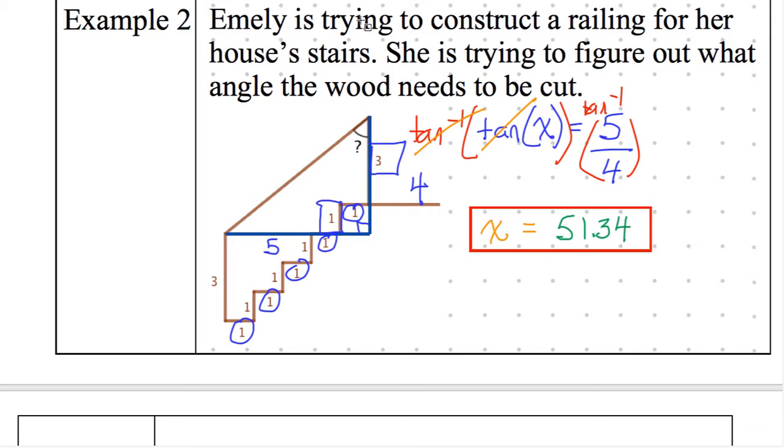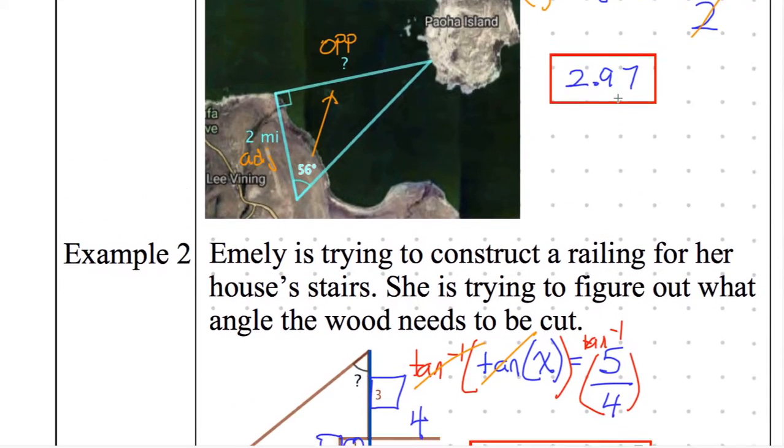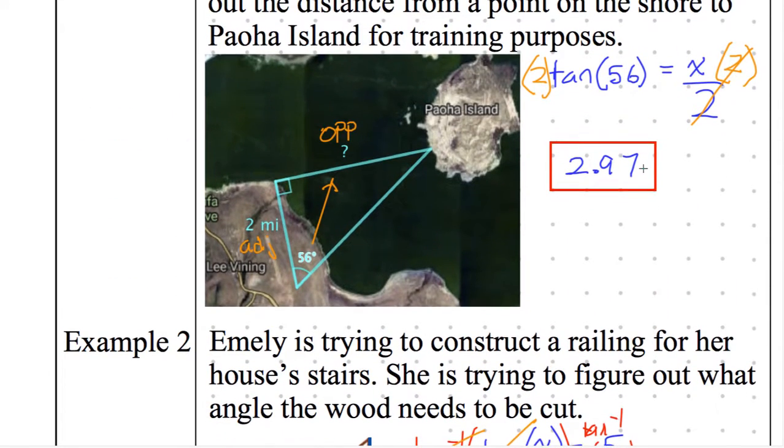X is equal to 51.34. I guess we rounded it to the hundredth place, which is fine. And our unit here is degrees. Make sure that is boxed. Do we box our last answer? We did. 2.97. Ooh, we forgot our units on this one.